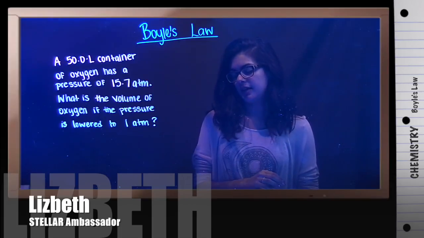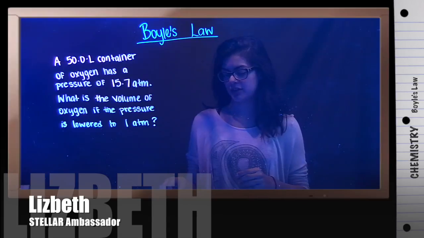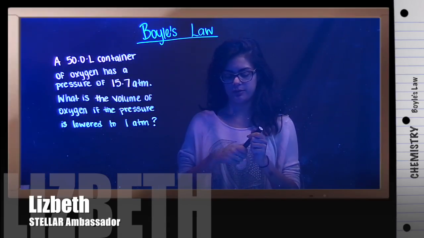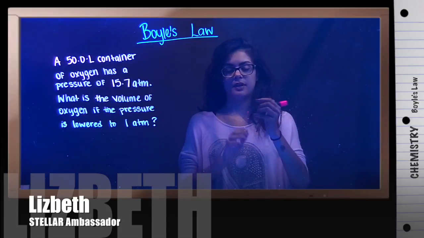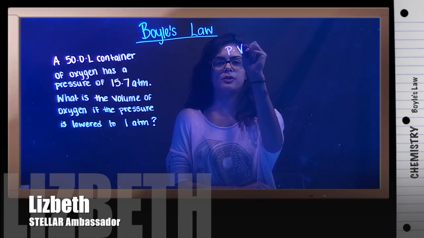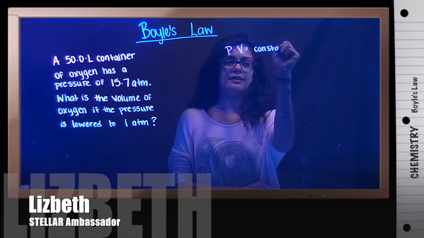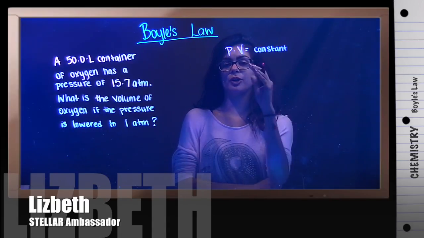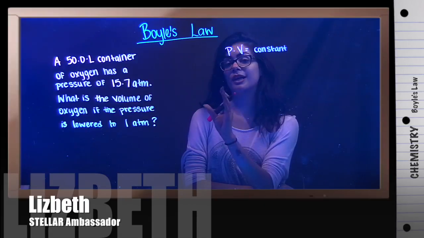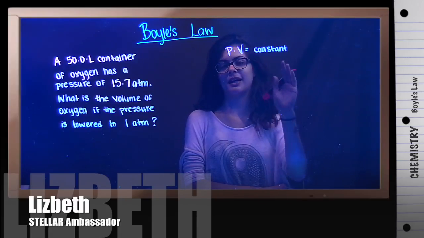Today we're going to be going over Boyle's Law, which is one of the gas laws in Chapter 5. Boyle's Law pretty much talks about pressure and volume. In your book, it states that pressure times volume equals a constant. That means that for any given volume of gas at a pressure, it's going to create a constant. It's going to be constantly the same value.